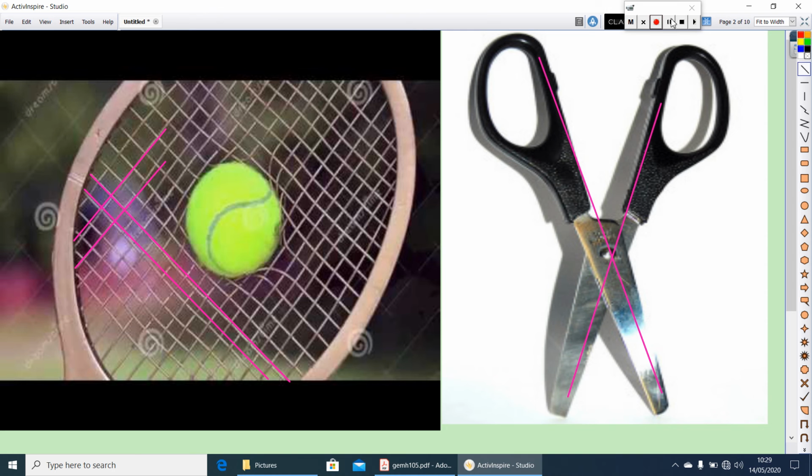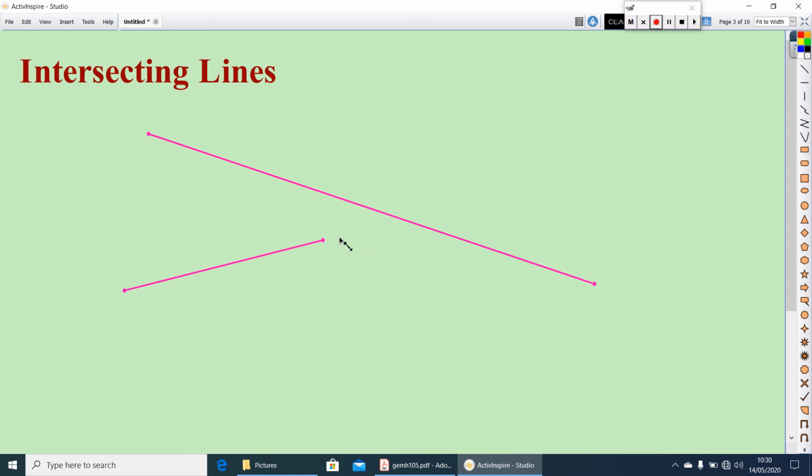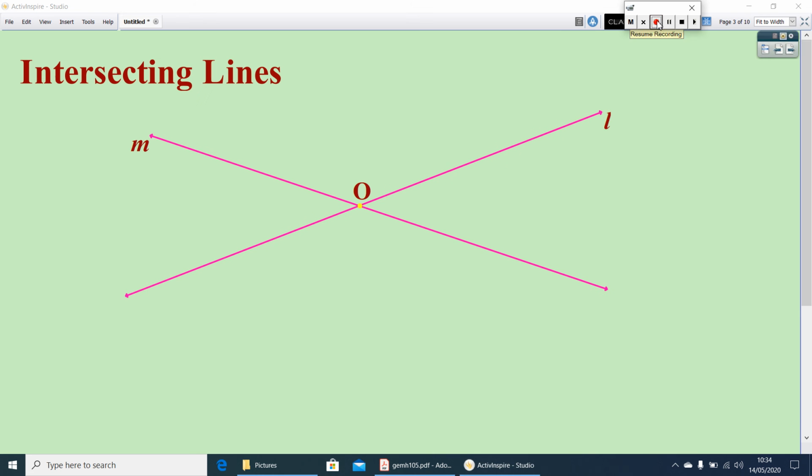Let us see. Let me draw two lines. These two lines are crossing here. So we can call these two lines intersecting lines. That one line touches the other line. Here, let the lines be L and M. This L and M have a common point. Let it be O. That means O lies on L and O lies on M also.